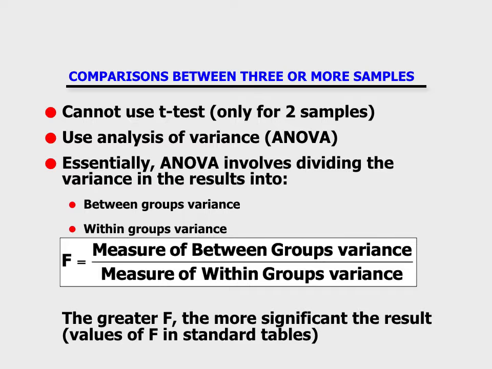But in order to get an idea of whether or not the ANOVA is the right test and whether or not our data is statistically significant, we look at the measure of between groups difference or variance and the measure of within groups variance or difference, and we divide the between groups by the within groups. We come up with what's called an F statistic.